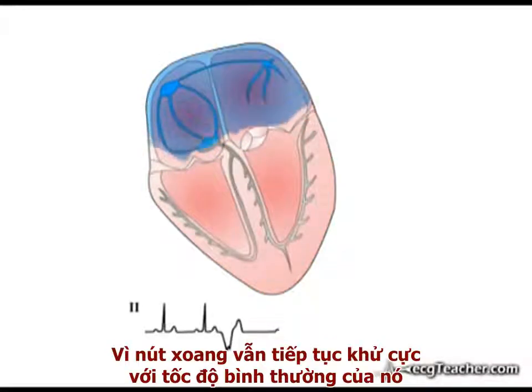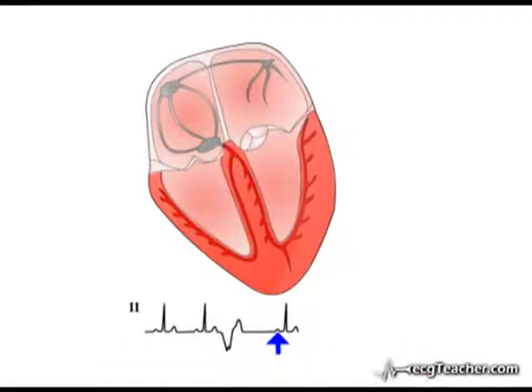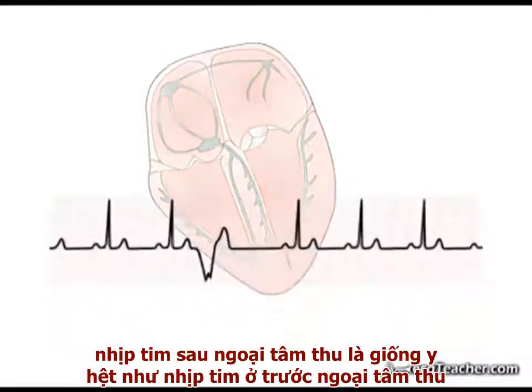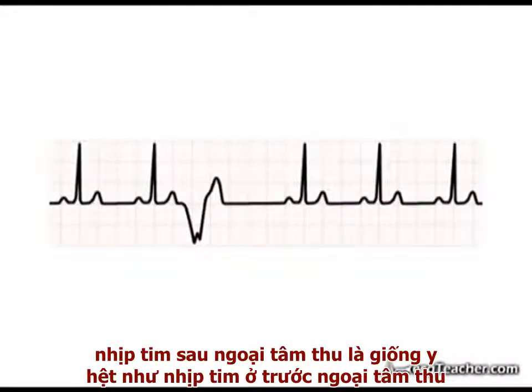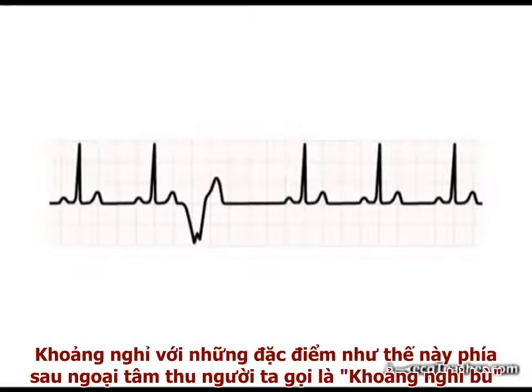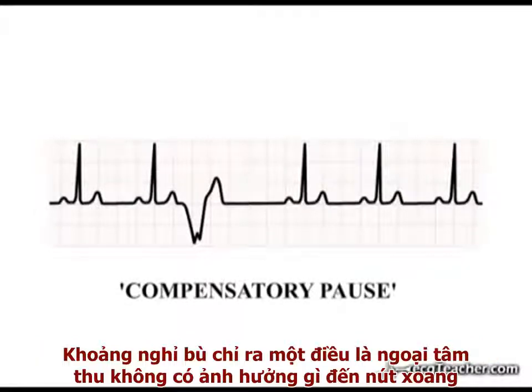As the sinus node continues to discharge at its own regular rate, the next P wave following the ectopic will occur at a predictable time point. In addition, the heart rate following the ventricular ectopic is the same as that preceding it. A pause with these characteristics following an ectopic is termed a compensatory pause. A compensatory pause indicates that the ectopic has had no effect on the SA node.